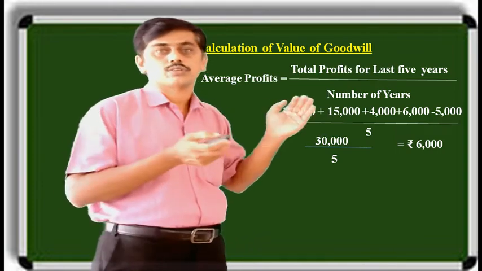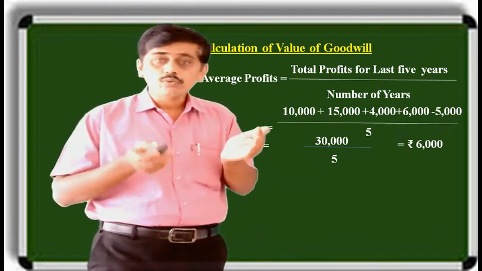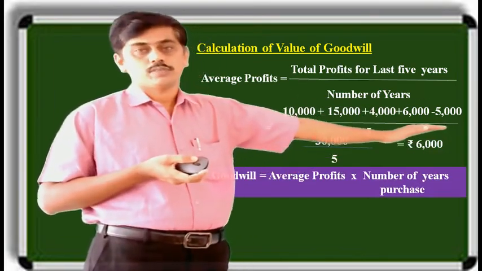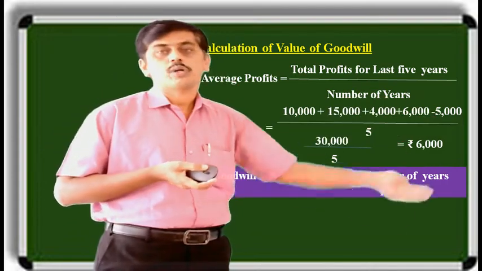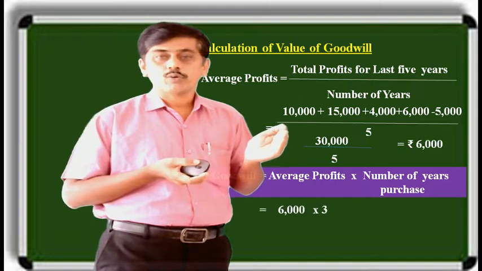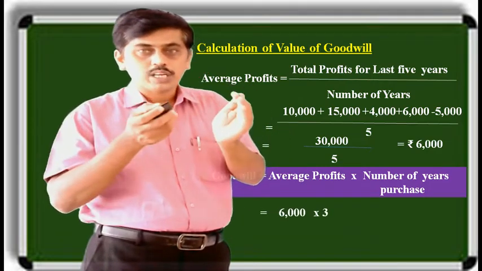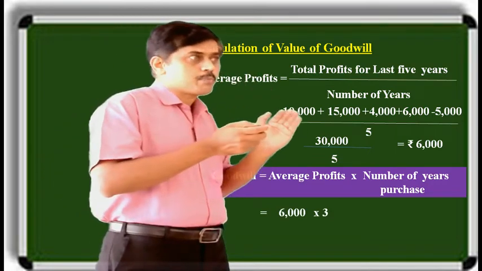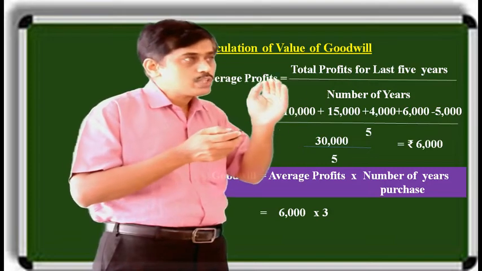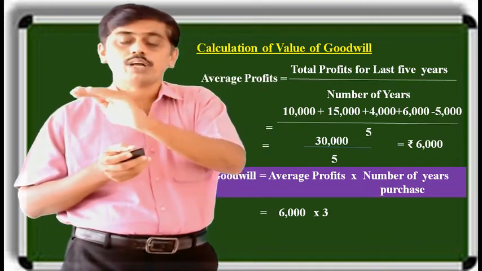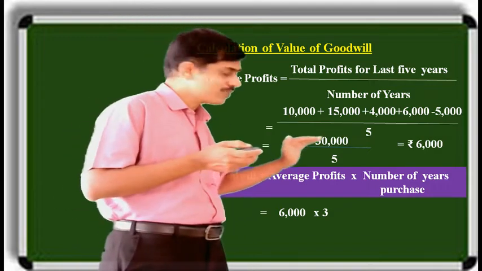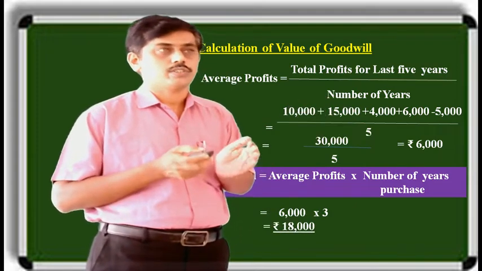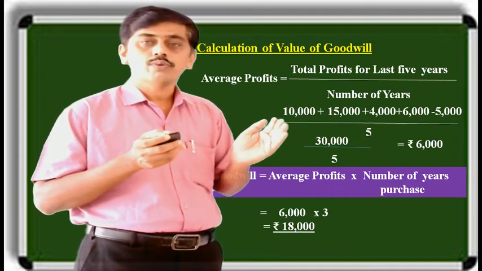What is 6,000? 6,000 is the average profit. And now we know that goodwill equals average profits into number of years purchase. Average profit of 6,000. They have specifically mentioned goodwill is to be calculated as 3 years purchase of average profits of last 5 years. So average profits into number of years purchase, 6,000 into 3 comes to 18,000. So 18,000 is the value of goodwill.